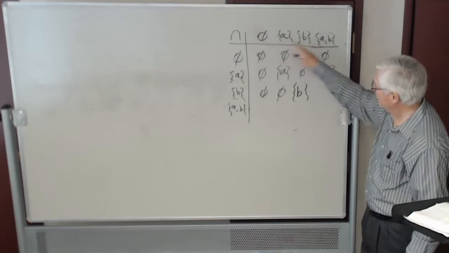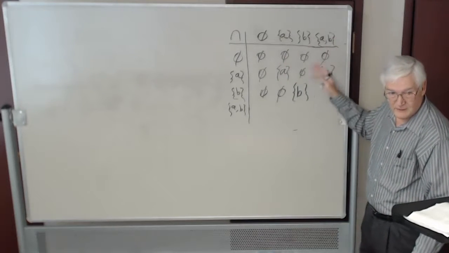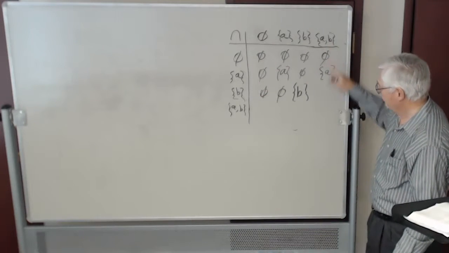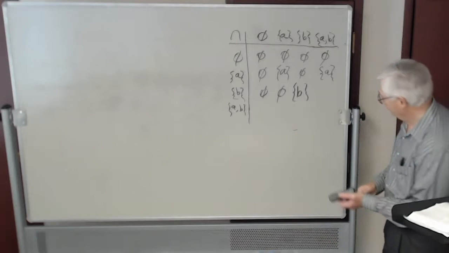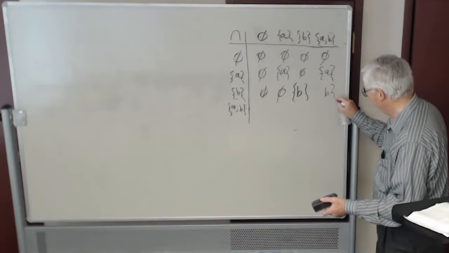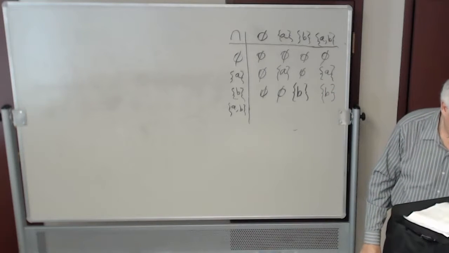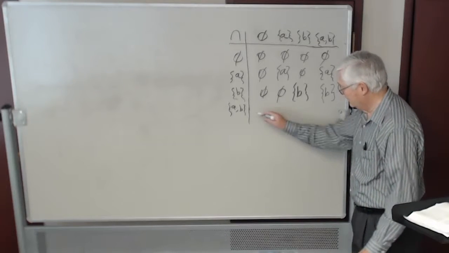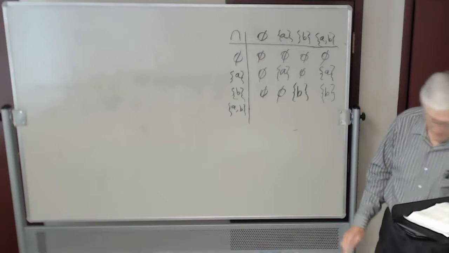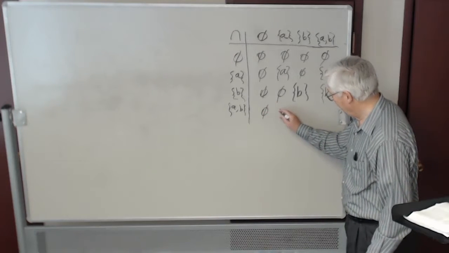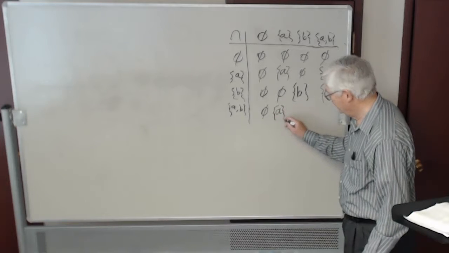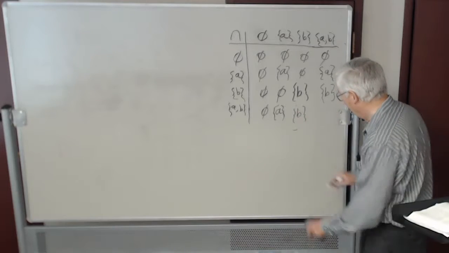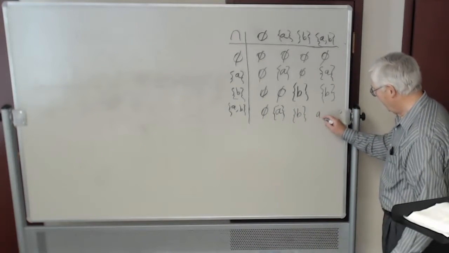But you're looking for these elements here. So what's the intersection of B with AB? B. Everybody see that? So now what's the last one? Have you figured out what goes on this last row? Empty set, A, B. Empty set, and then A. Everybody see why? And then what? B. And then what? A and B.